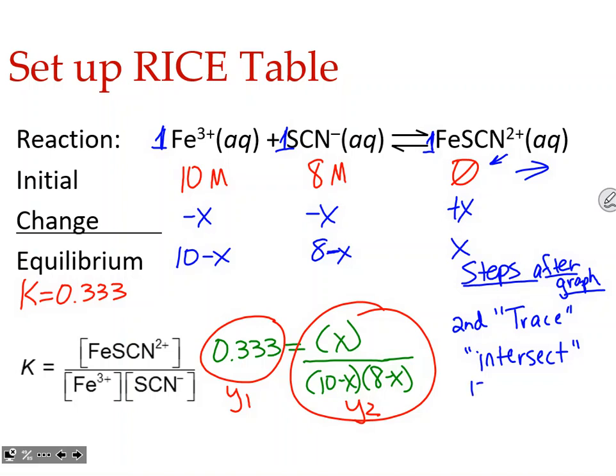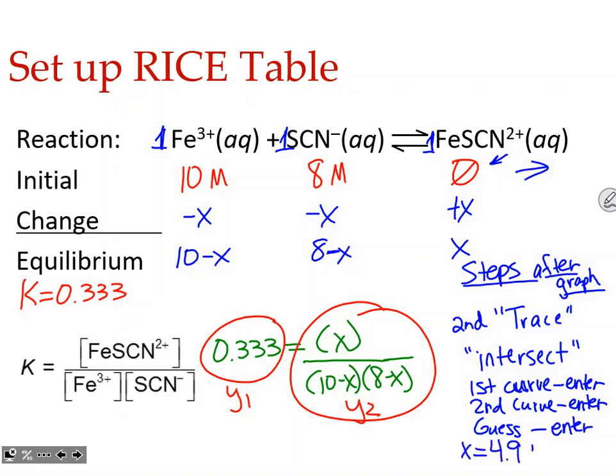Then it's going to say first curve, and you just press enter through that. Then it's going to say second curve, and you press enter through that. Then it's going to say guess, and then you press enter. This is how I do it, and this is the fastest, easiest way. So when you do the guess, it pops up, and you get x equals like 4.9986, which is really going to be 5, by the way, in terms of numbers.